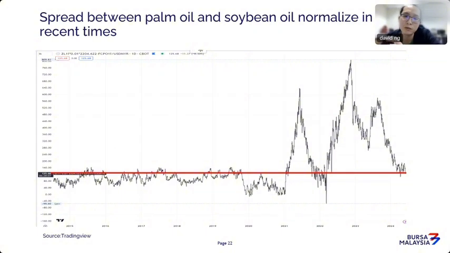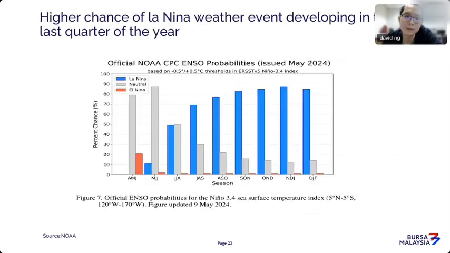So do watch out for these spread dynamics, because when you see a very steepened spread premium between soybean oil and palm oil, it usually signals that one of these markets is undervalued, and that could be a trading opportunity for you to look at.